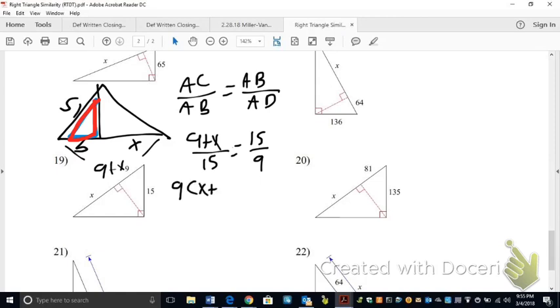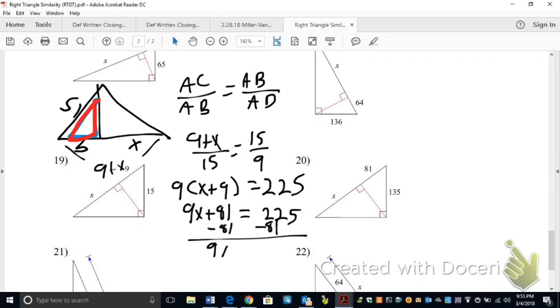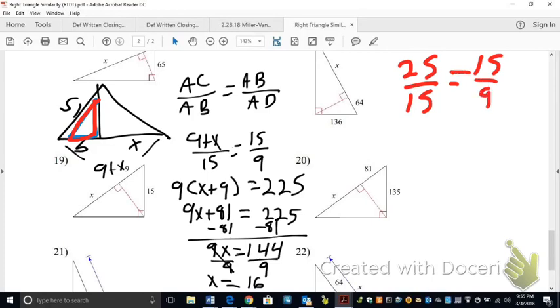Cross multiply. 9 times x plus 9 equals 15 squared, or 225. 9x plus 81 equals 225. I'm going to subtract 81 from both sides. And I get 9x equals 144. Divide both sides by 9, and I get x equals 16. So x equals 16. And again, if I want to check that, I'm going to plug in, so 9 plus 16 is 25, so that's going to be 25 over 15 equals 15 over 9. See if they reduce the same thing.